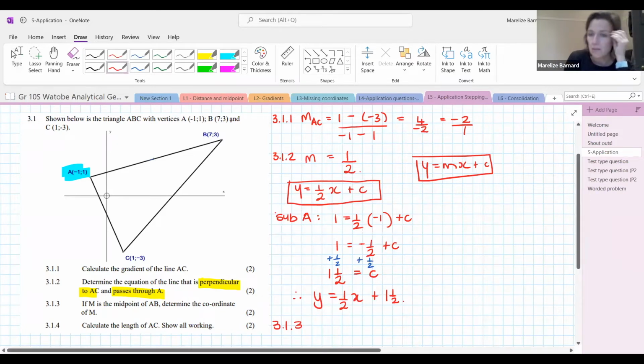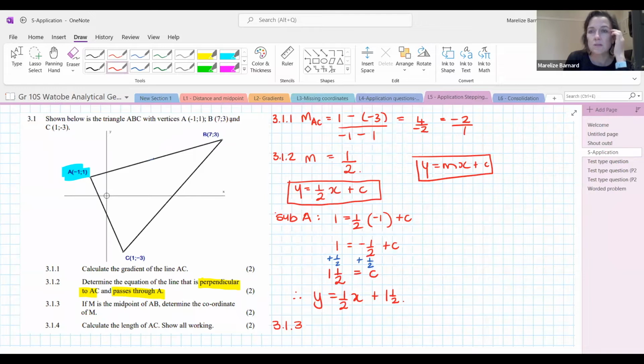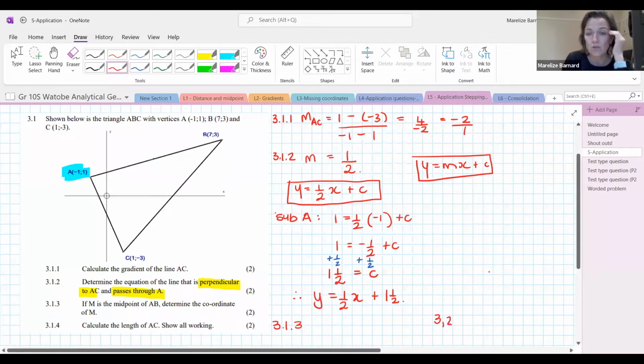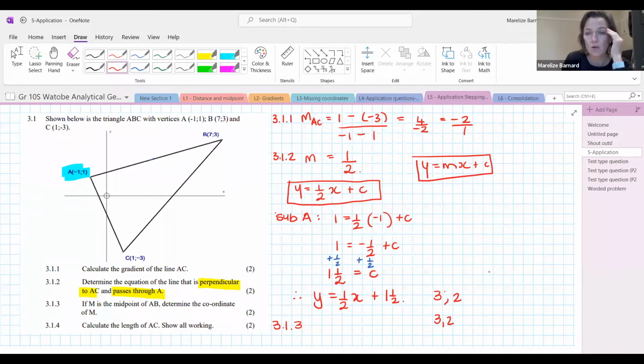Okay, everybody, be careful of copying answers from other people, because why are we writing our coordinates with a comma? That looks like 3, 2. We write coordinates with 3 semicolon 2. Okay, so be careful of that and do your own work.